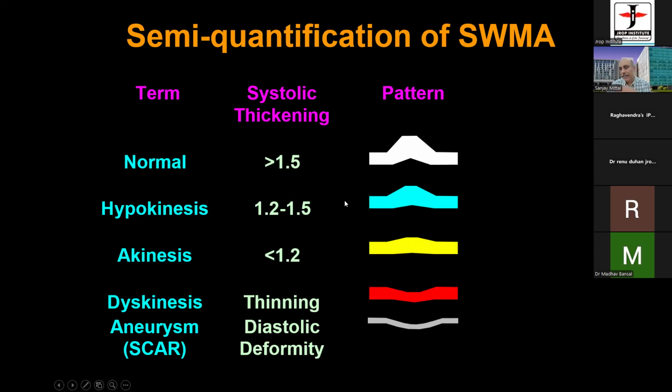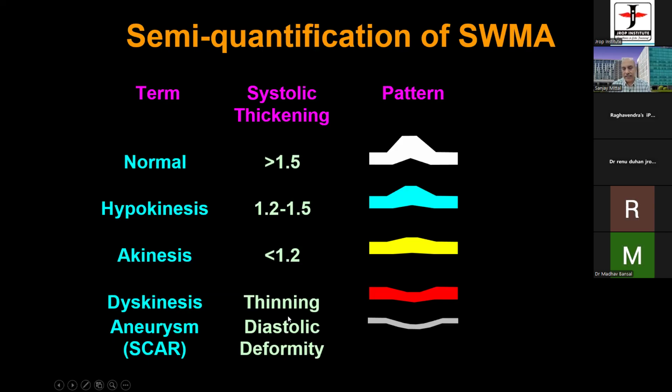Hypokinesis is when the contractility is there, but it is not normal. That means less than 50% thickening, but more than 20%. Why? Because less than 20% thickening, our eyes cannot figure out. We cannot figure out the change of less than 20% in the thickness with our naked eye. And that is why it appears akinetic. That means there is no thickening.